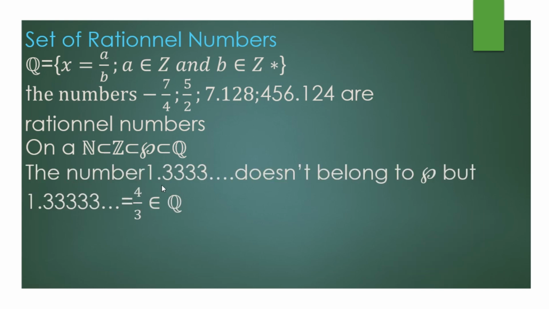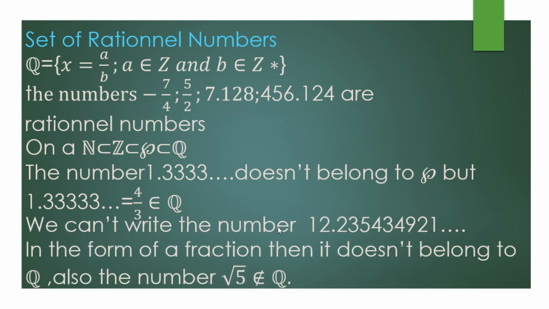The number 1.333 does not belong to D, but 1.333 equals 4 over 3 belongs to Q. Why does this number not belong to D? Because the number of digits in the decimal part is not finite. 1.33 equals 4 over 3 fraction belongs to Q.